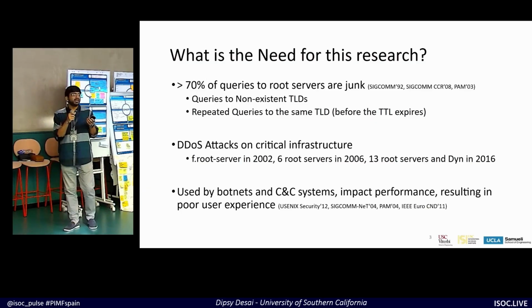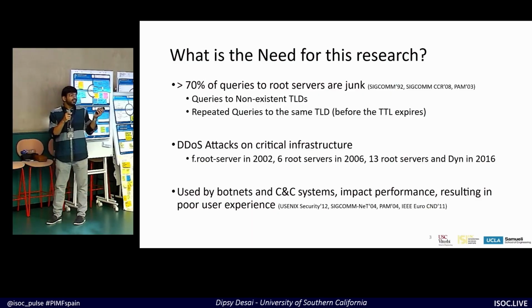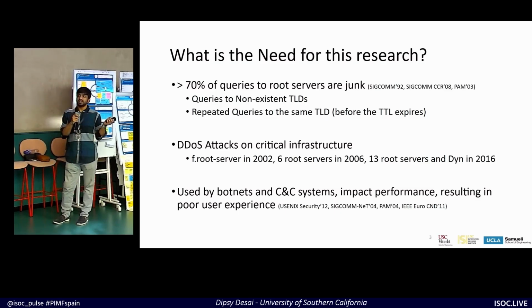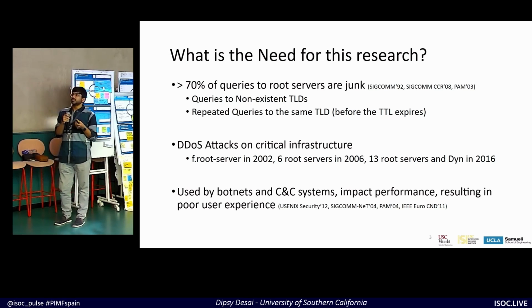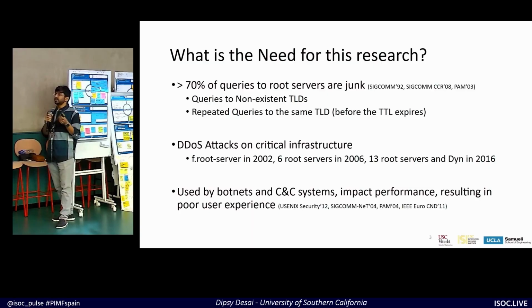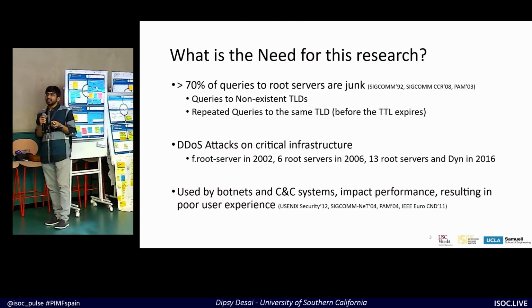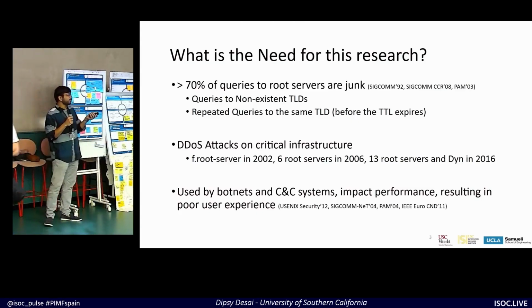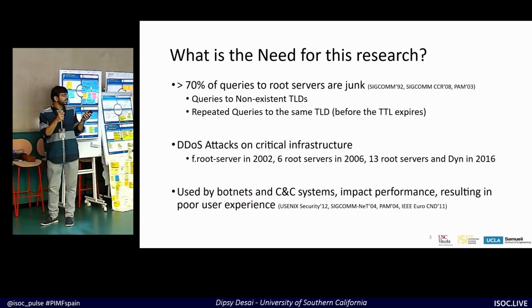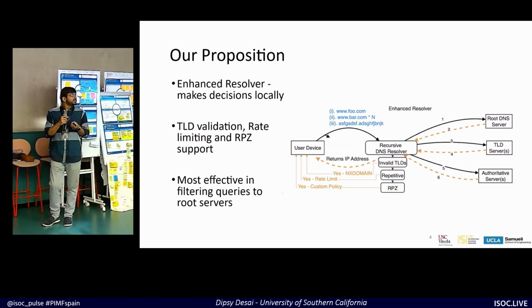These junk queries have been used in the past for a lot of DDoS attacks on critical infrastructure. F-root server itself, which is one of the 13 DNS root servers in the world, was attacked in 2002. Six of the 13 root servers faced a DDoS attack in 2006. All 13 root servers were hit along with the famous Dyn attack in 2016, which is another example. Junk queries are also used by botnets and command and control systems, and prior research has quantified the impact on performance and the poor user experience due to attacks by botnets and C&C systems. So what is our proposition?